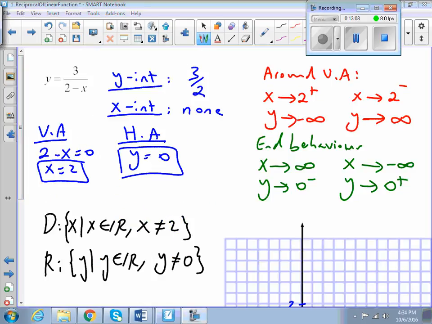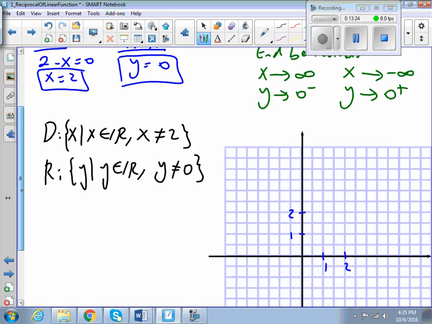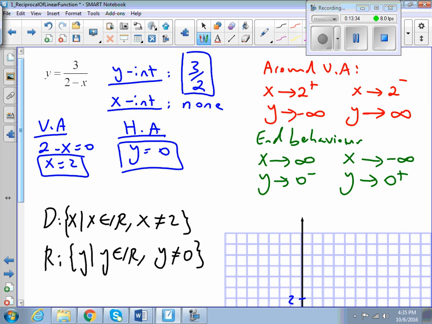Okay, so for the second one, we need to find again the y-intercept and x-intercept. If x is 0, that would be 3 over 2. So my y-intercept is at 3 over 2 or 1.5. As soon as you find something, I'm going to plot it on the graph. So that's my y-intercept. And for the x-intercept, again, there is none, because if y is equal to 0, this fraction can never be equal to 0, because its numerator is 3, which can never be 0.